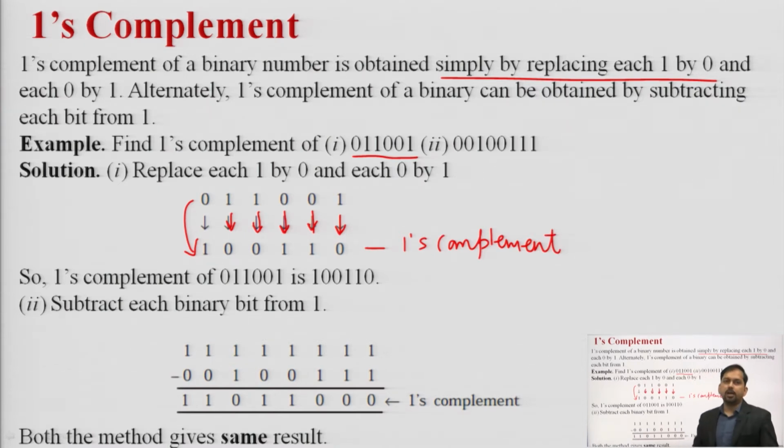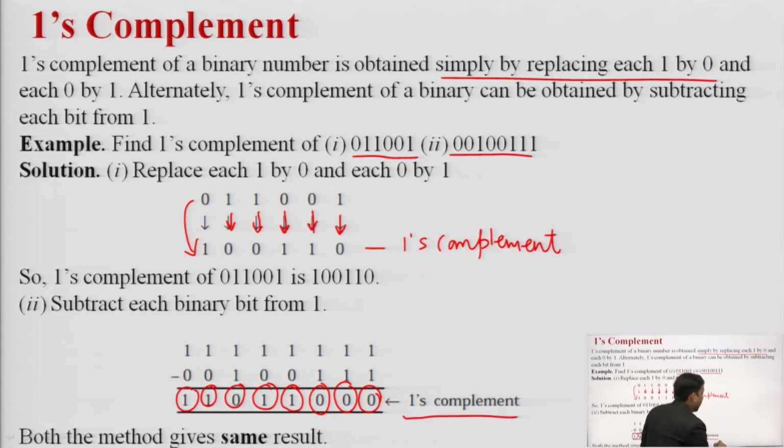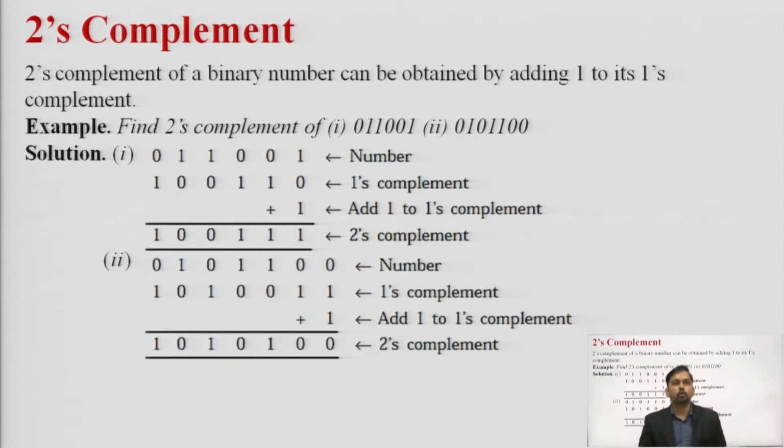We can use another alternative method also. This alternative method says that we can subtract the given number from 1 1 1 1 1 1, that is, each and every bit is subtracted from 1. Here 1 minus 1 gives 0, again 0, again 0, 1 minus 0 gives 1, again 1, 0, 1 and 1. So this is the ones complement representation from both methods; we can use either method to obtain the ones complement. After this we have the twos complement.